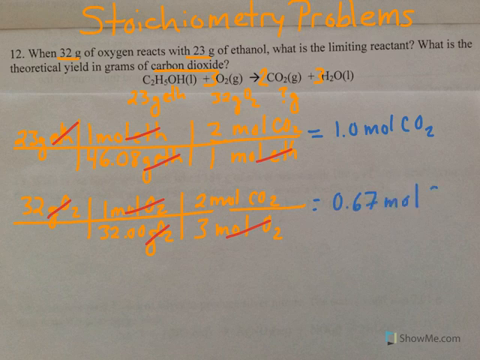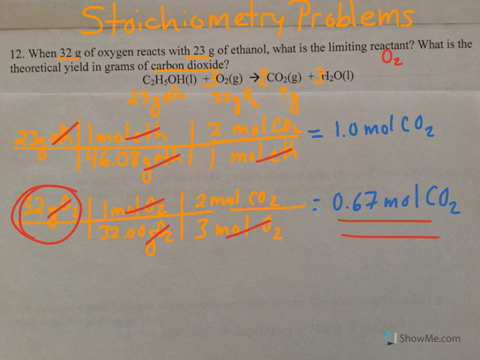of carbon dioxide. So now we look at these and we're like, okay, well, one of these is smaller. And the one that's smaller is the 0.67 moles of CO2. Which means the limiting reactant was our oxygen. So oxygen is our limiting reactant. We're not quite finished yet, though, because we need to figure out what the theoretical yield in grams of carbon dioxide is. So now we take this 0.67 moles of CO2 and we convert that to grams of CO2. All right. So we have our 0.67 moles of CO2.